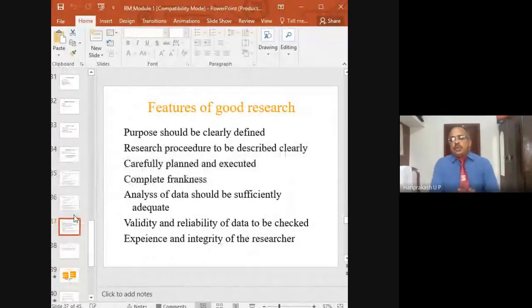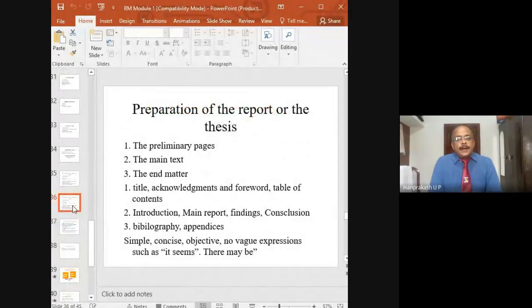These are the different steps involved in the research process. With this, we conclude today's session.